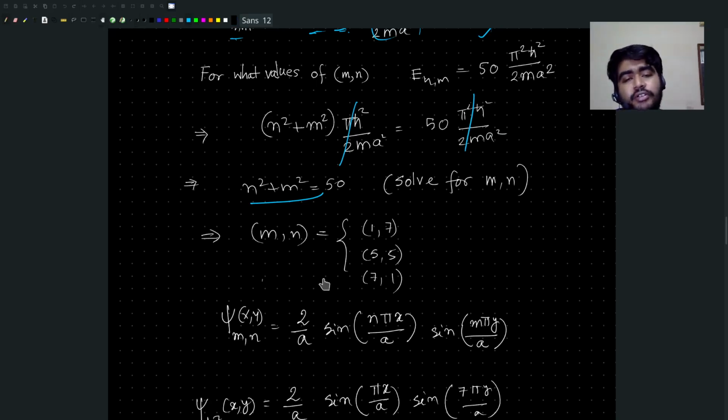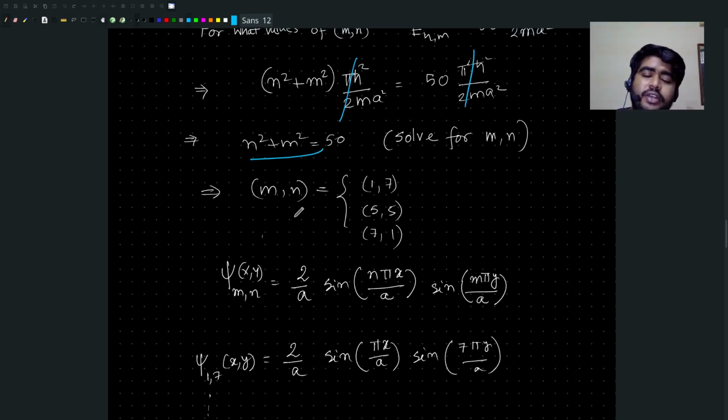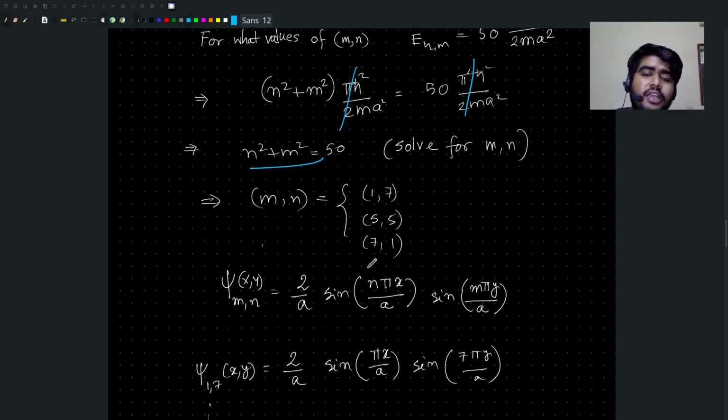So you can write down all of the integers that you can think of that will make up this 50. Here I can find only three: 1 and 7, so 1 plus 7 squared, which is 49, gives you 50. 5 squared plus 5 squared, 25 plus 25, gives you 50, and 7 squared, 49, plus 1 also gives you 50. So these are the three possible states that can give you this energy 50.